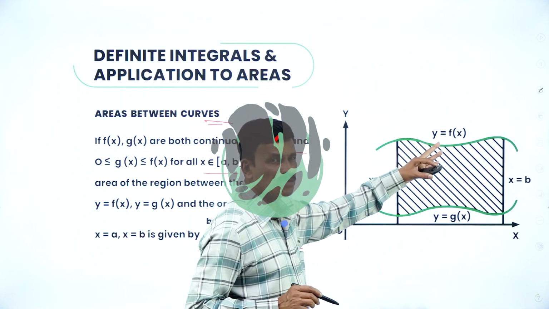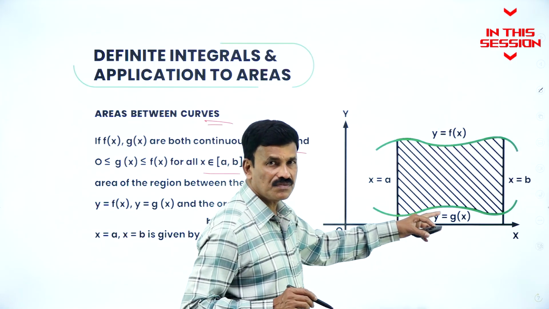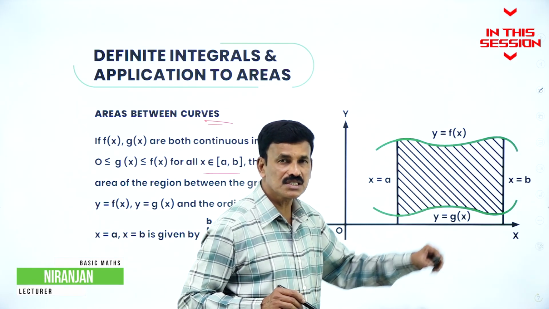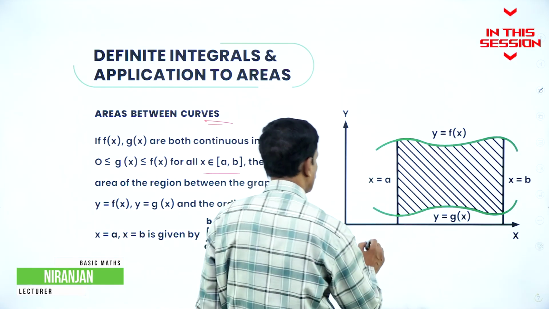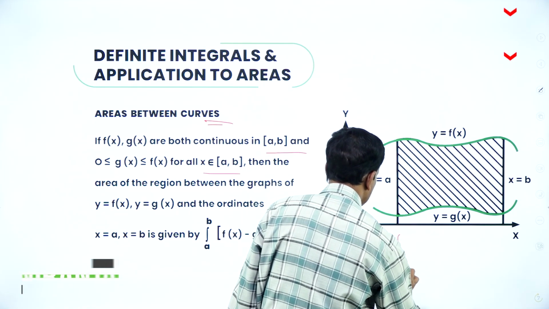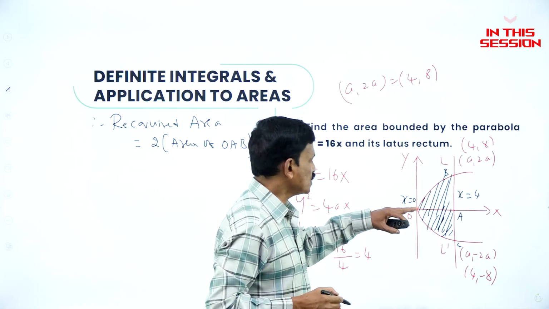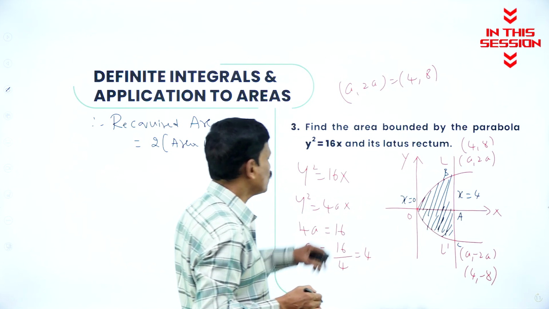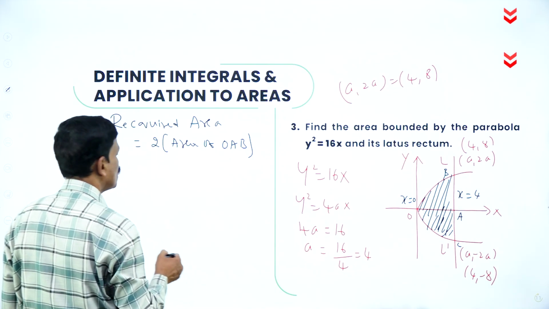Suppose y is equal to f of x is one curve and y is equal to g of x is another curve. The area between these two curves between the ordinates x is equal to a and x is equal to b is given by the area is equal to integral a to b. So just find out the area of one part, this OAB, and multiply by 2. Therefore the required area is equal to 2 times area of OAB.